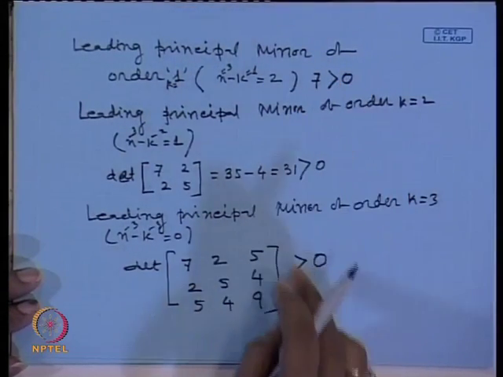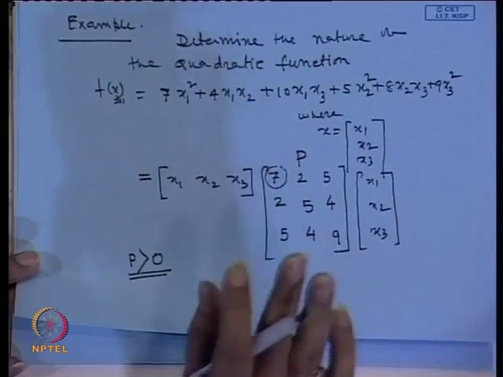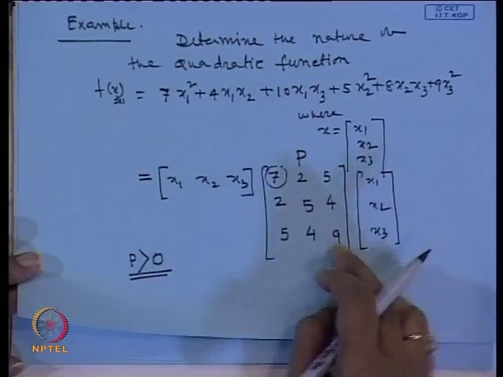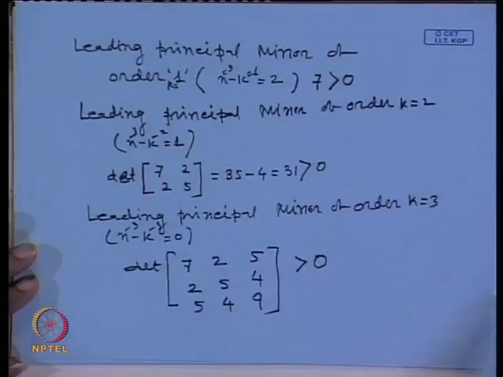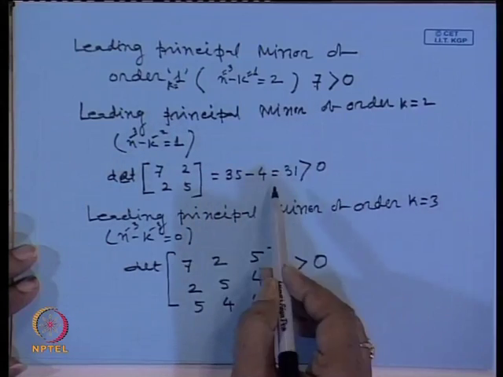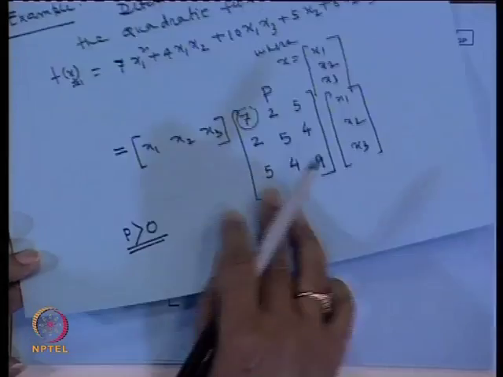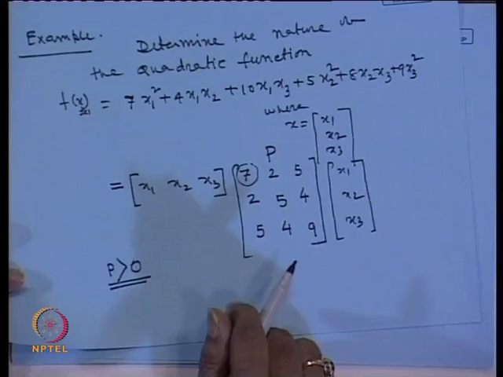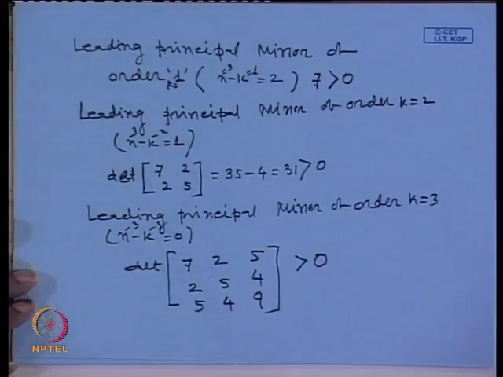So, according to the Sylvester theorem, first the matrix P must be symmetric, and in our case we have formulated it as a symmetric matrix. Check that all the diagonal elements are positive, which they are. Then proceed: all the leading minors must be greater than 0. The order 1 minor is 7, greater than 0, the order 2 minor is greater than 0, and the order 3 minor is also greater than 0. That means we can say P is a positive definite matrix. Once P is positive definite, by definition X transpose P X is always greater than 0. So, this quadratic function is positive definite.